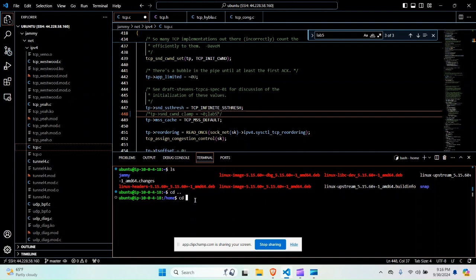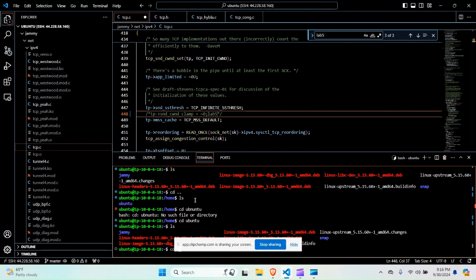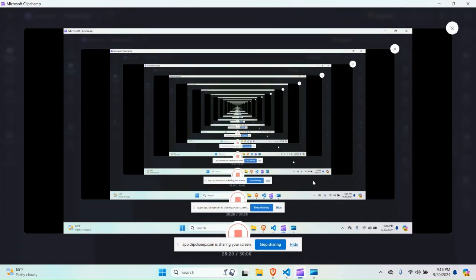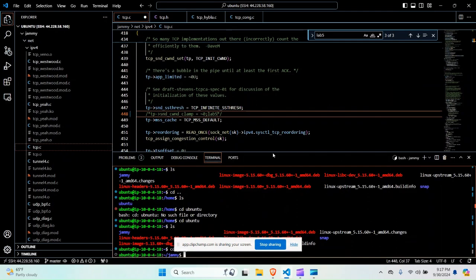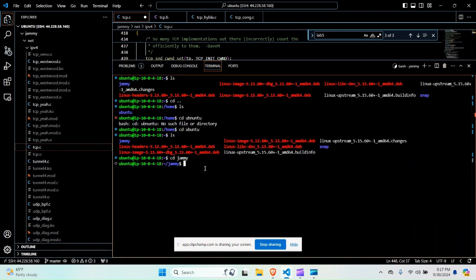So cd, ls, cd ubuntu, ls, cd jammy. Let me see how much time I have. Okay, I have only 2 minutes. Okay, cd jammy, and then cd into ipv4, and you have all these codes now.